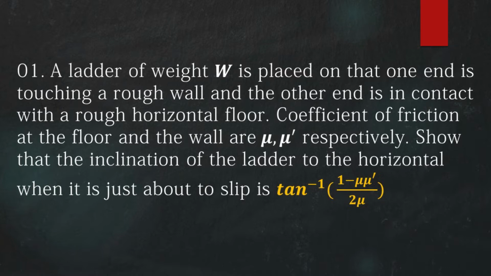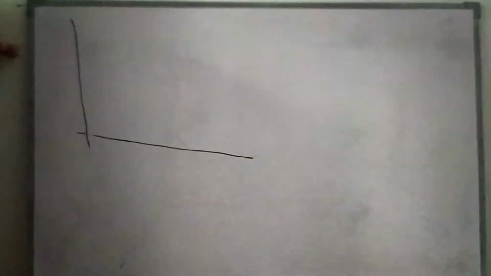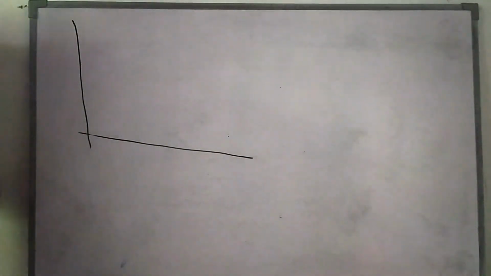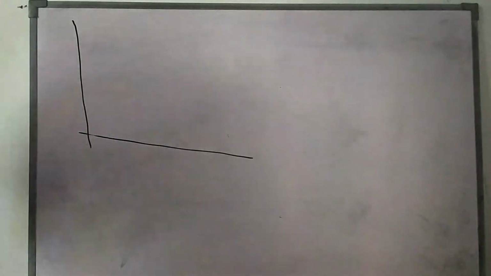First of all you just need to draw the diagram. The ladder of weight W is placed with one end touching a rough wall and the other end in contact with the rough horizontal floor, right? The coefficients of friction are different for the floor and the wall, respectively mu and mu dash. So the ladder is in equilibrium, and we just need to find the angle the ladder makes with the horizontal. We'll see how to find the value of theta.